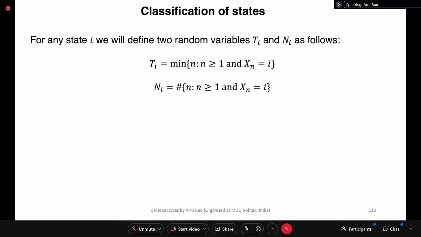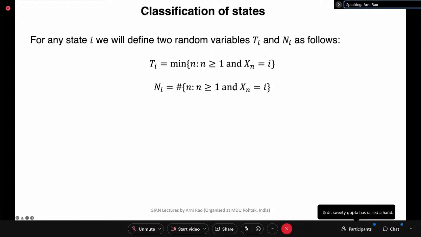And the second random variable, we define Ni equal to the number of such times. This hash means number: the number of n such that n is greater than or equal to 1 and Xn equals i. So these two are also random, because we don't know in advance Xn equal to i, and the number of times that the random variable has reached that particular state.